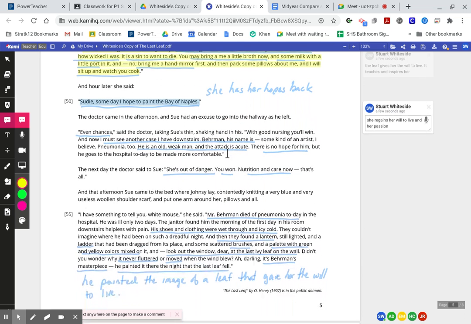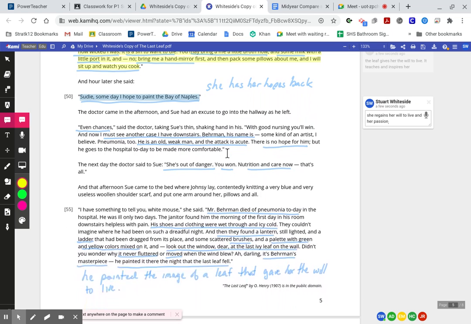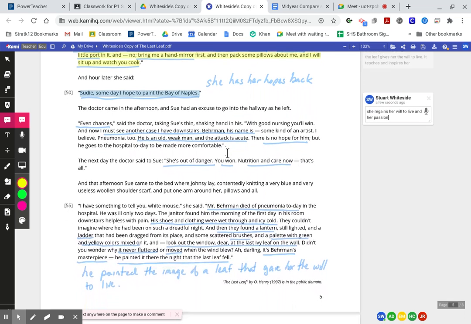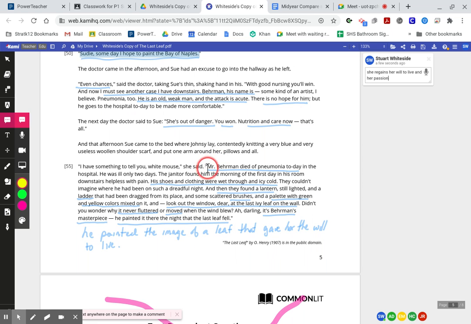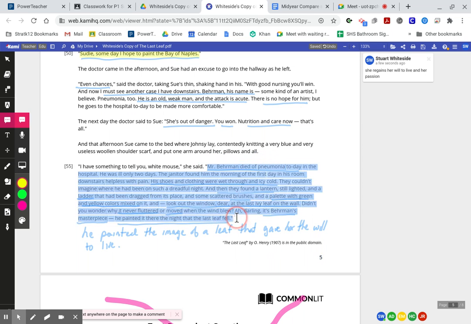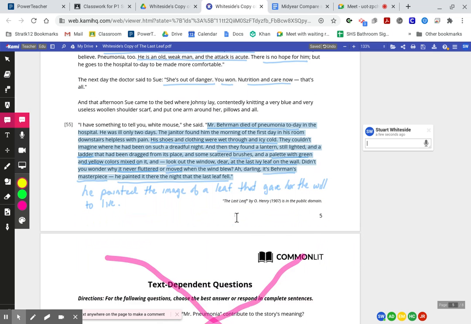And what happens is Behrman downstairs apparently went out in the cold and ended up dying of pneumonia because he went outside and painted the last leaf.